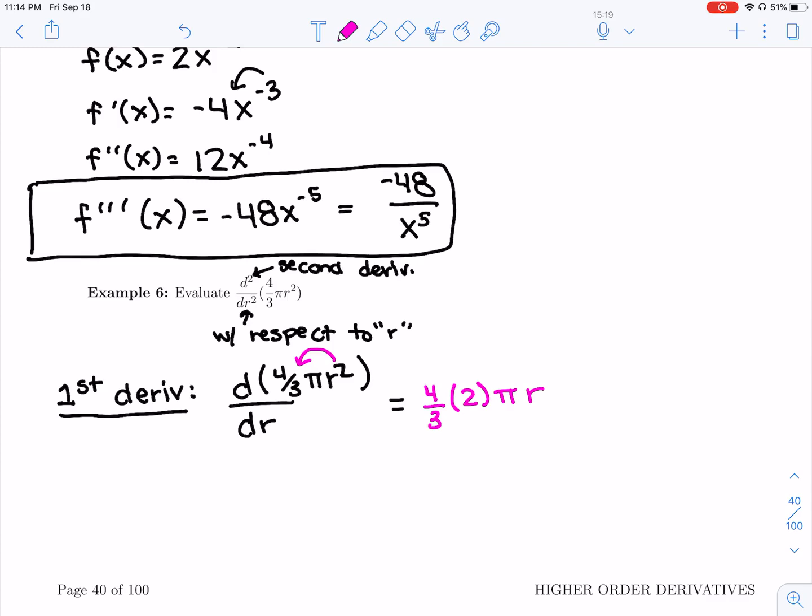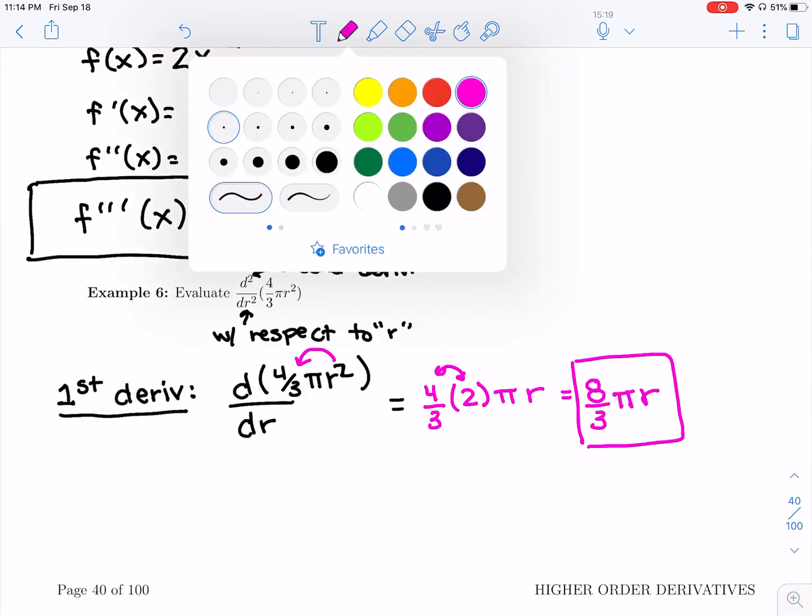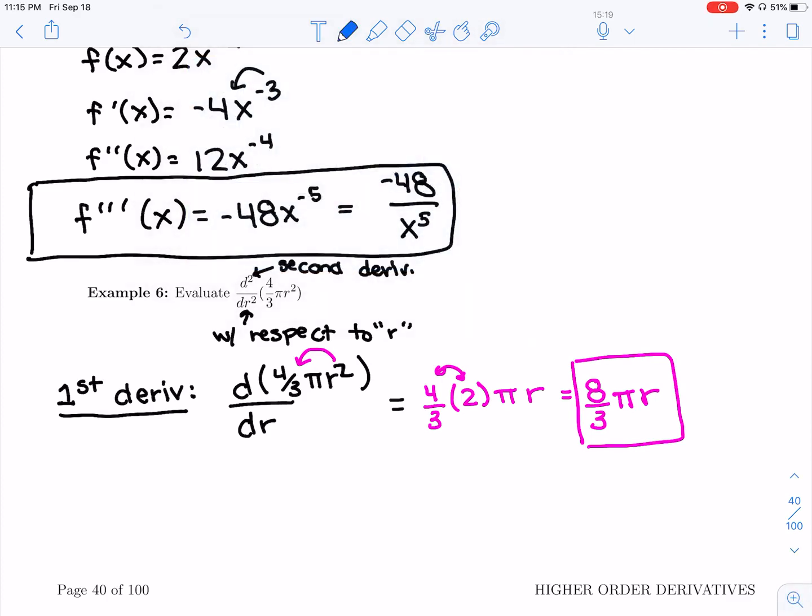And that's where I'd go and grab my calculator, and 4/3 times 2 is going to give me 8/3 pi. Never multiply out that pi just because it's going to give you this crazy decimal that doesn't stop. Here's my first derivative, 8/3 pi r. I can multiply the 4/3 times 2, just don't multiply out that pi or else you're going to get a crazy decimal and WebAssign is going to mark you wrong because you'll have to round. You can't type in all those decimal places.